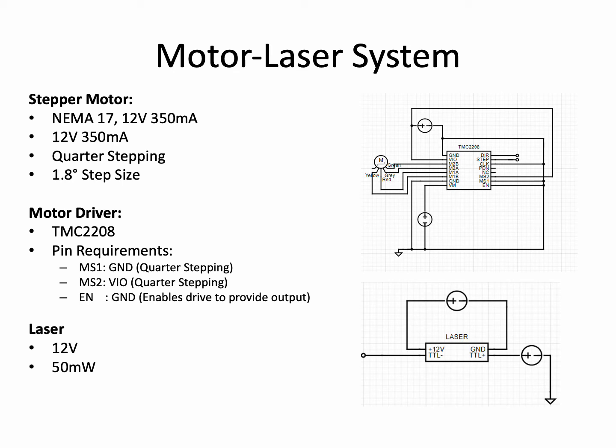The motor driver being used is the TMC2208. The 2 pins MS1 and MS2 are used to control the size of steps of the shaft of the motor. When MS1 is tied to ground and MS2 is tied to positive voltage, the motor is in quarter stepping operation. Since the enable pin is reverse logic, the motor driver's enable pin is directly tied to ground so that output is always available.